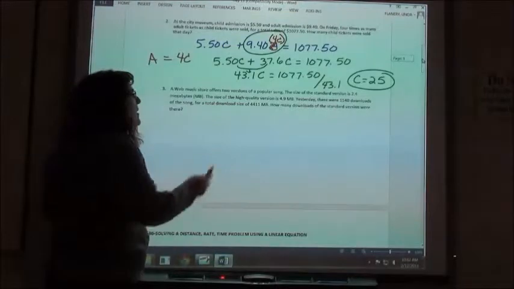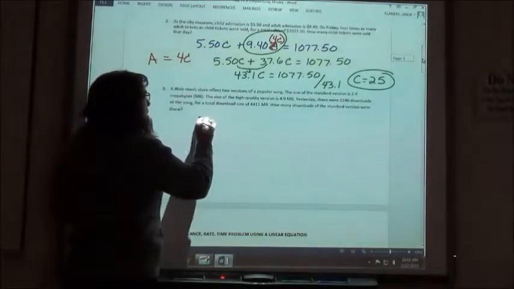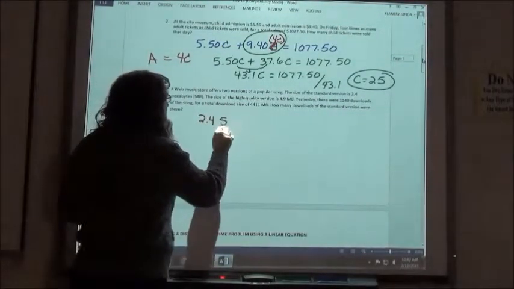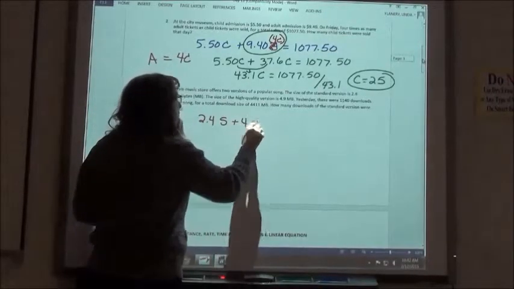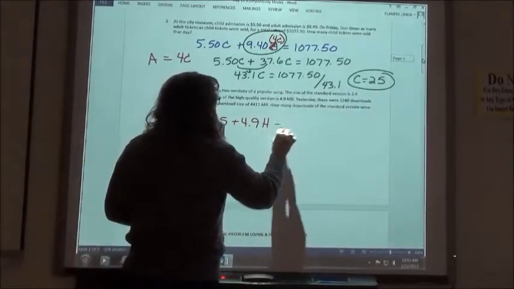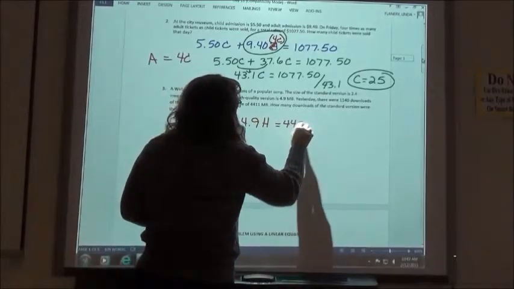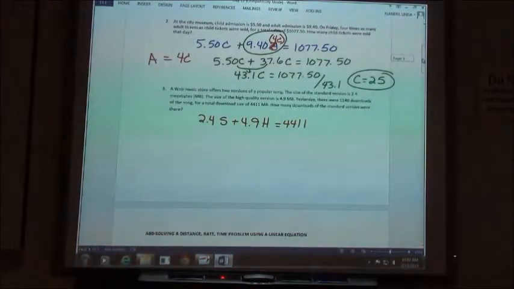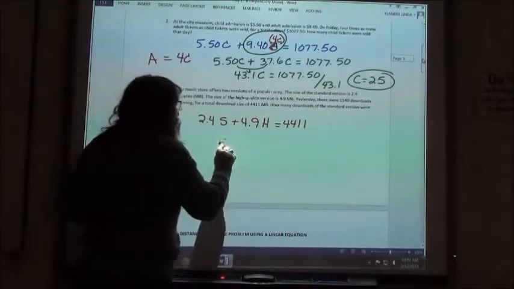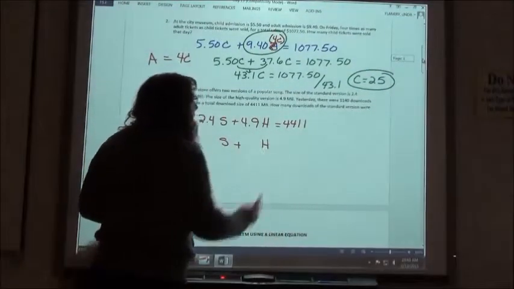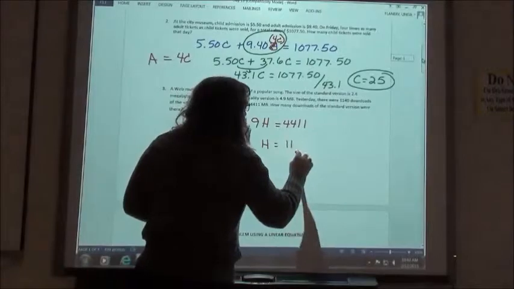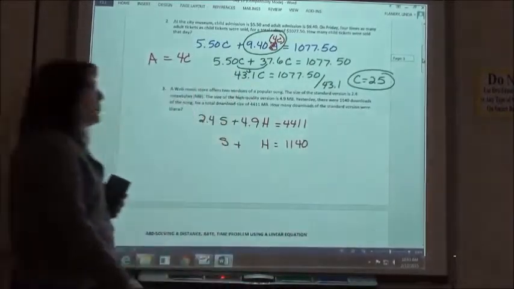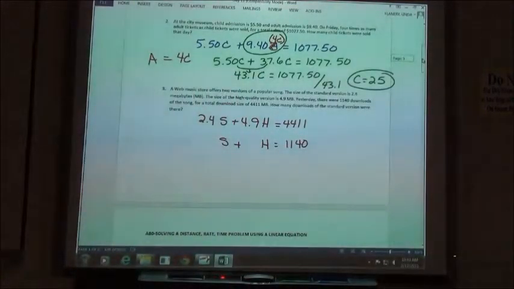So in this case, first of all, going with the megabytes: 2.4 for the standard version plus 4.9 for the high quality version gave me a total of 4,411 megabytes. My second equation has to do with the total number of songs downloaded. If I take the number of standard ones plus the number of high quality ones, I get 1,140 total downloads. So very similar to what we did on the very first problem.